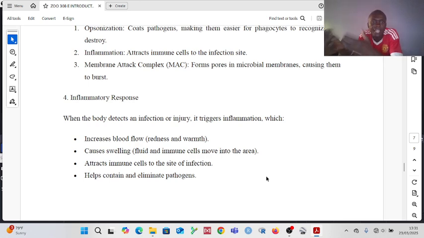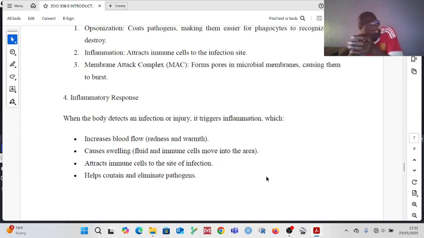Okay? And through the increase of blood flow, hiyo place inakuwa warm. Ukishika mahali penye umeumwa na anything, it is warmer than your other body part. Why? Because there is an increase of blood flow to that place. The increase of blood flow brings in more fluid, more immune cells into that area, then it swells.